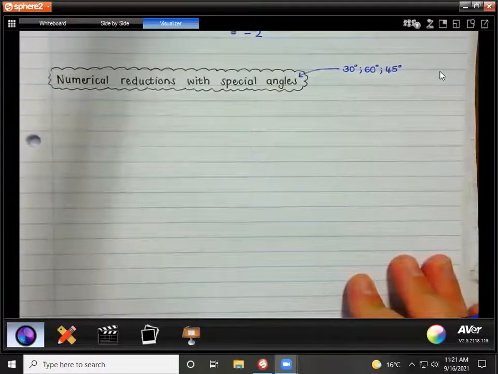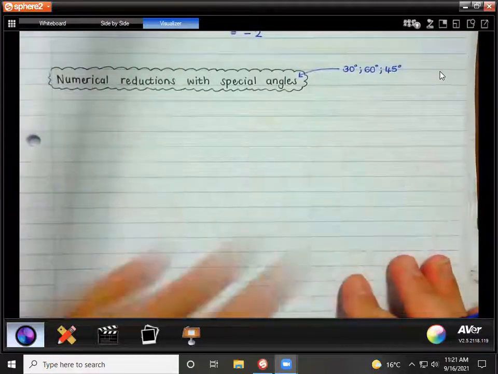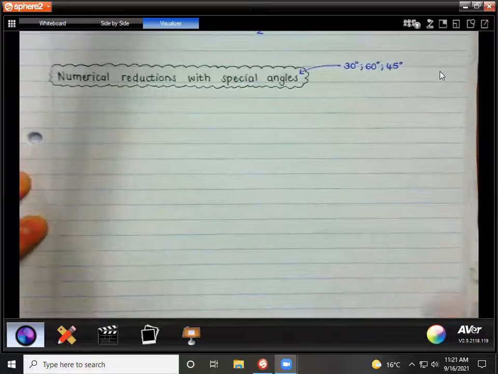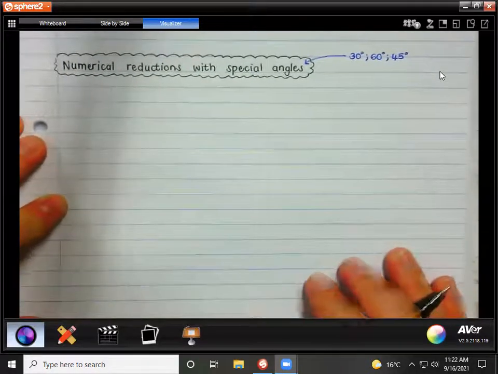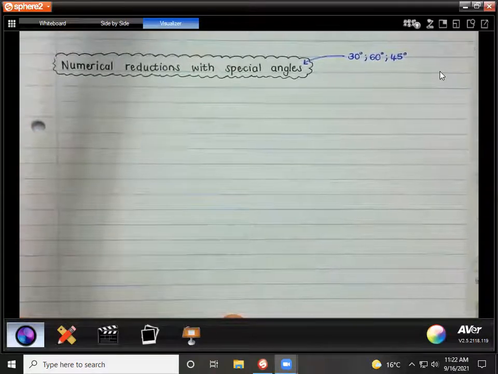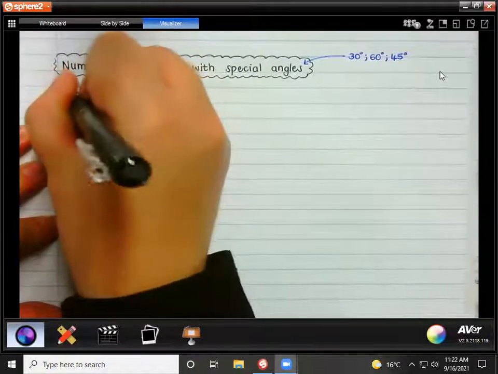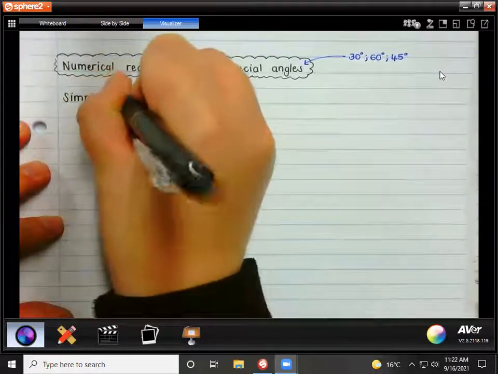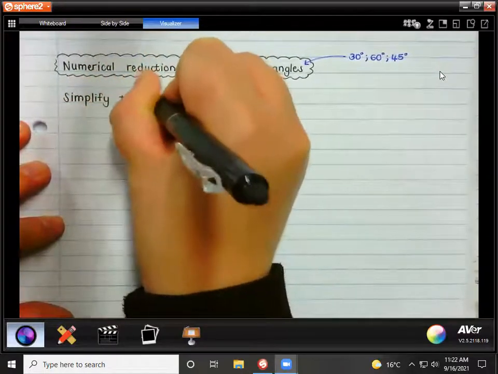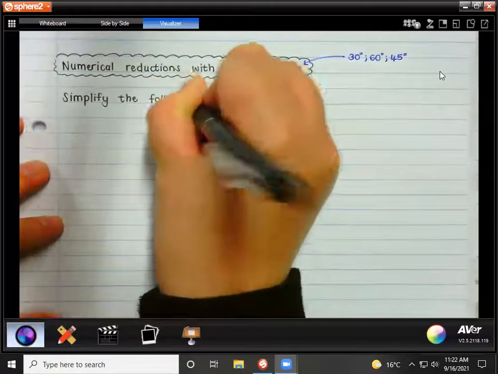We need to use our special triangles to find the values of the trig ratios of these angles. So we're going to bring that into the mix. We're just going to jump straight into examples, guys, so that you can see how we're going to use reduction formula if we have numbers, not x's or thetas. It is slightly different. So we're just going to say simplify the following. And now, of course, the instruction is going to say without the use of a calculator, which we have been doing all along.